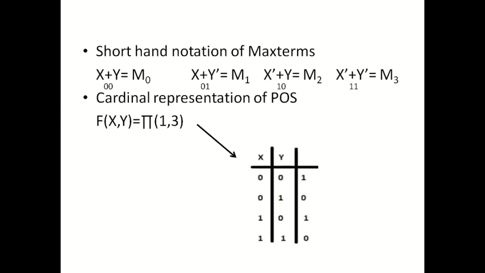So if you draw a table from this function, then it is going to be like this. You can see here, in the case of 0, 0, we are getting 1. In the case of 0, 1, you are getting 0. In the case of 1, 0, you are getting 1. And in the case of 1, 1, your output is going to be 0.